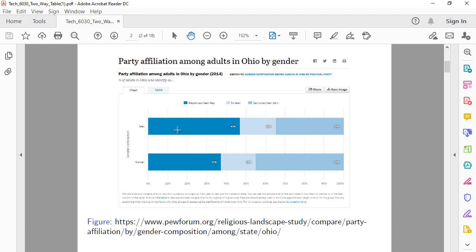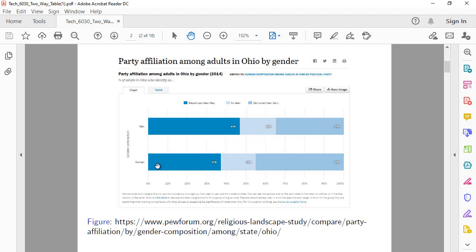So it turns out that 47% of men lean toward the Republican Party in Ohio in 2014, compared to 35% of men leaning toward the Democratic Party, and about 18% of men preferred none of the two parties.